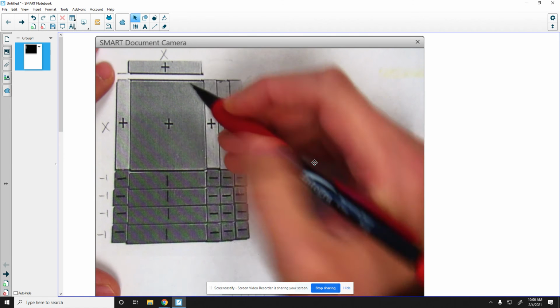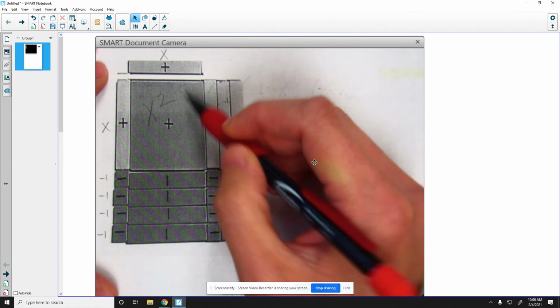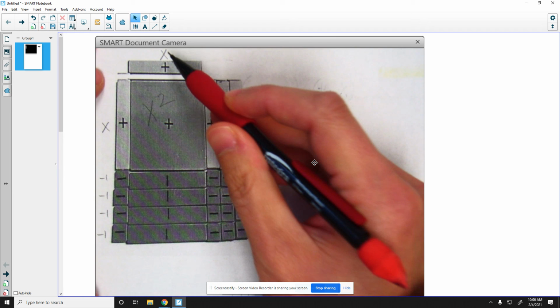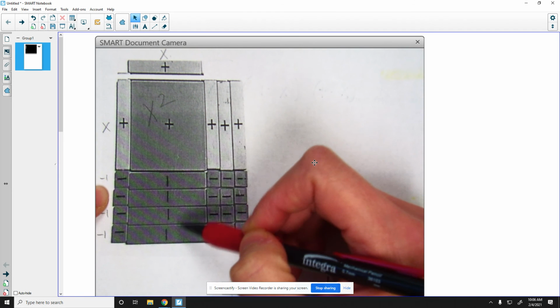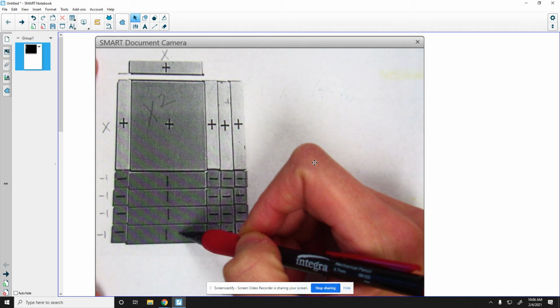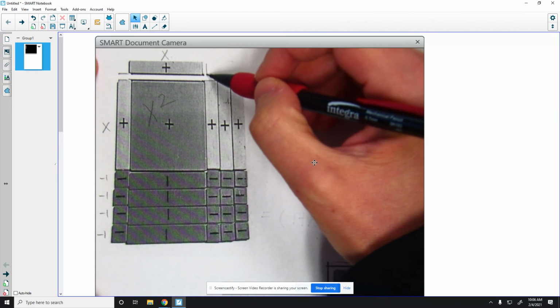So x times x would have given you x squared. That's why this is a big fat one. X times negative 1 gives you negative 1x, negative 1x, negative 1x, negative 1x. So what do you think needs to be here?